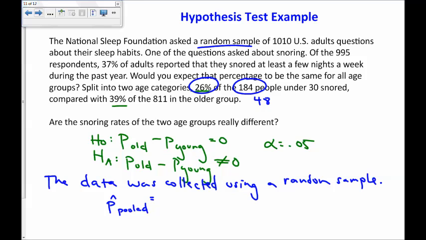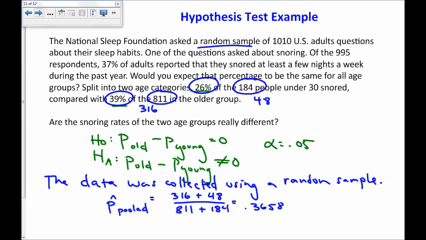I'm rounding, so I have a whole number of people. And the 38% of 811 turns out to be about 316. Okay, so the total number of people that snored, our old was 316 plus 48 over a total of 811 plus 184, which ends up being about 0.3658. Okay, that's my p hat pooled value.